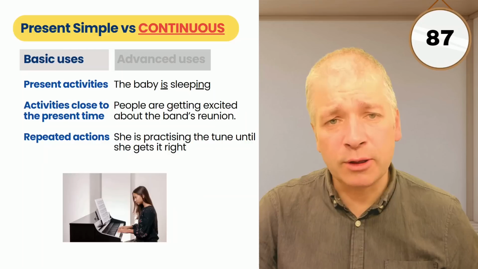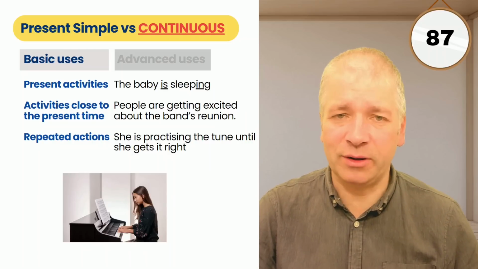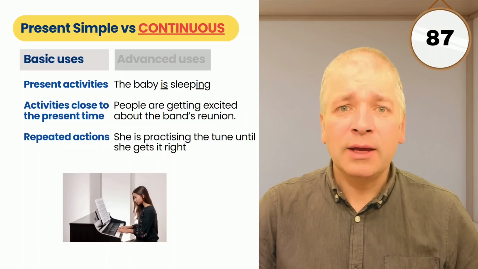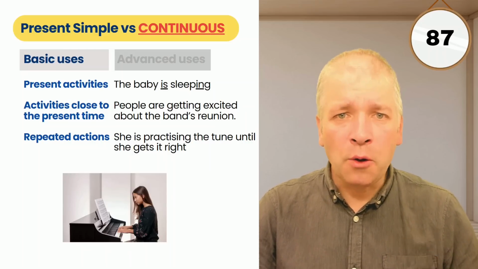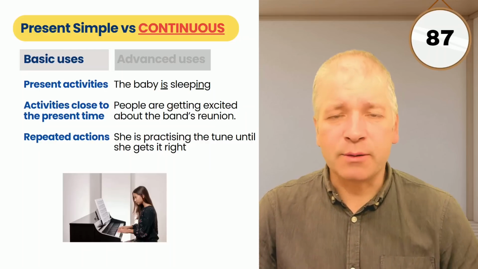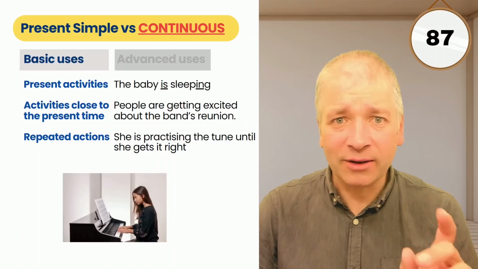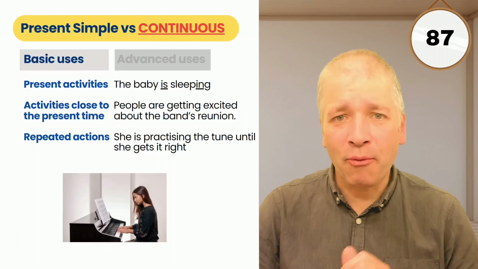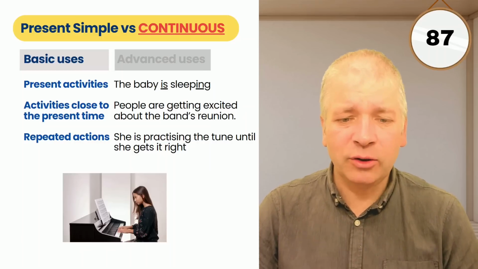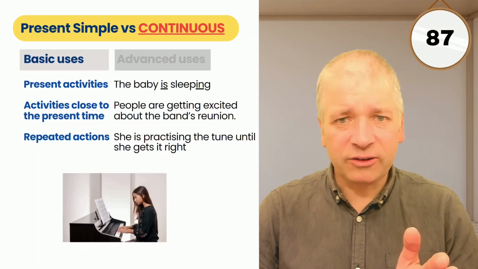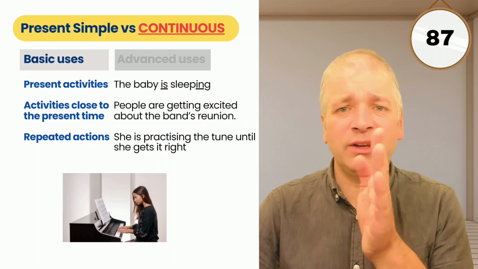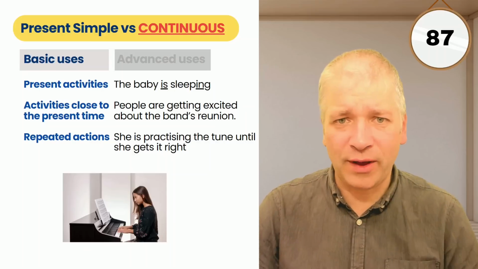The present continuous is used for repeated actions. This girl plays the piano over and over and over again. So use the present continuous to emphasize that it's a repeated action. She is practicing the tune until she gets it right. One activity, then the same activity, then the same activity over and over again.